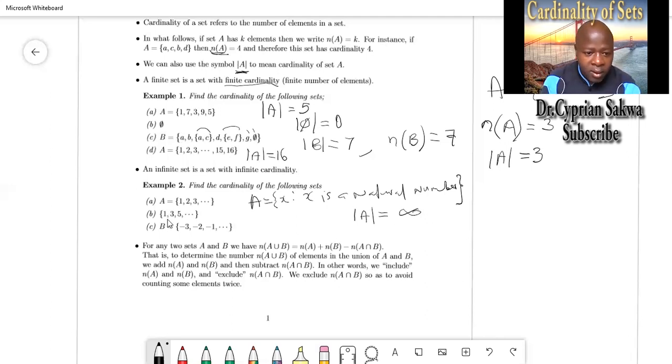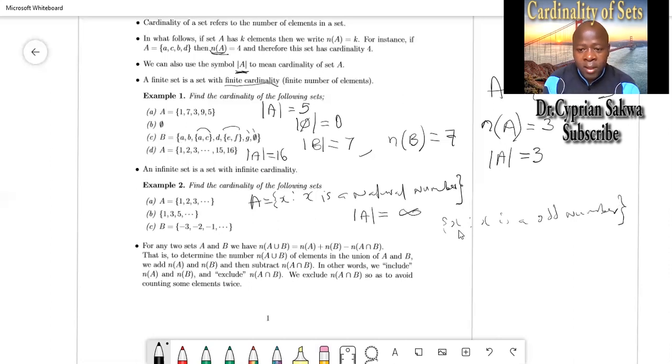What about this one? The same thing. 1, 3, 5, dot, dot, dot. So the sequence continues. These were odd numbers. 1, 3, 5. So we expect the next one to be 7, and then 9, and so on. Again, if you were to write set builder notation, we would say that these are sets comprising elements X such that X is an odd number.